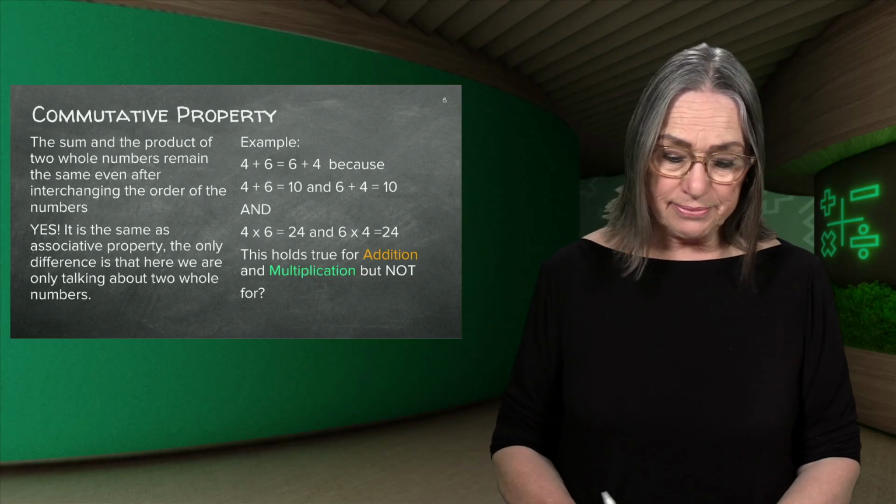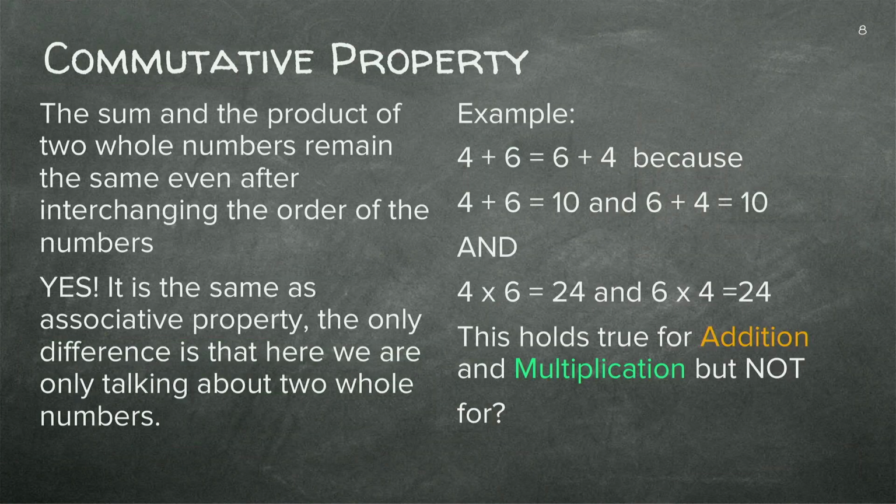Commutative property. So what this is saying is that the sum and the product of two whole numbers remain the same even after interchanging the order of the numbers. Now I can see what you're thinking. Is that the same as the associative property? Yes, the only difference is that we are only talking about two whole numbers here. Let me explain. If you say 4 plus 6 or 6 plus 4, it's the same. The answer is 10. Or 4 times 6 is 24, or 6 times 4 is 24.